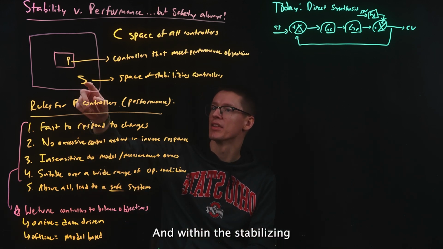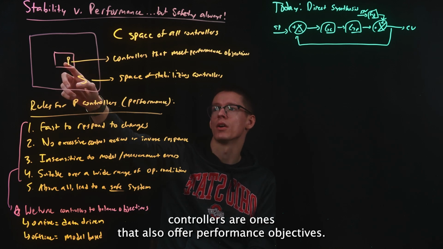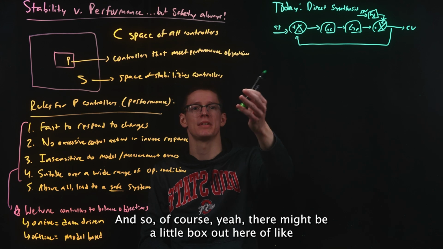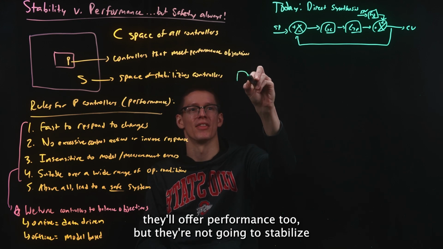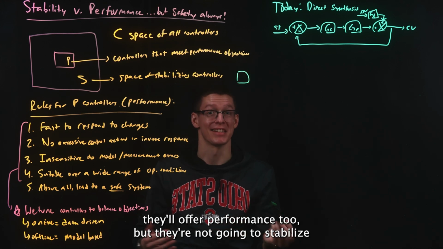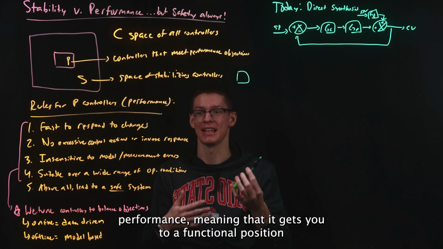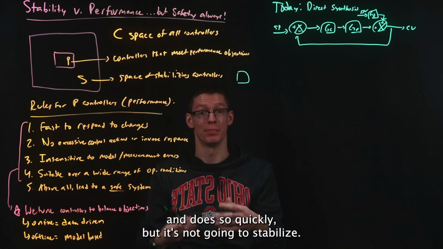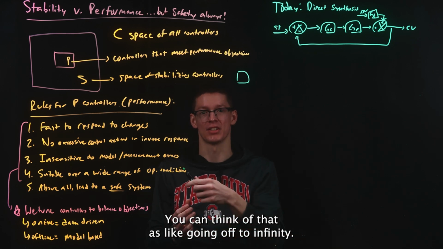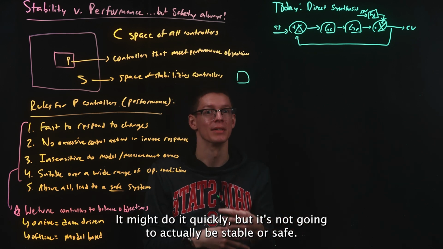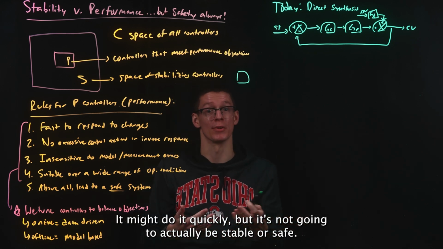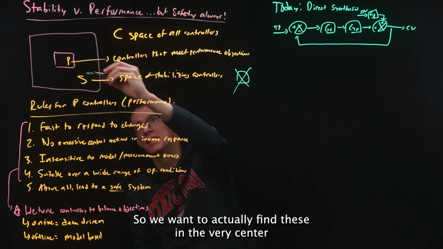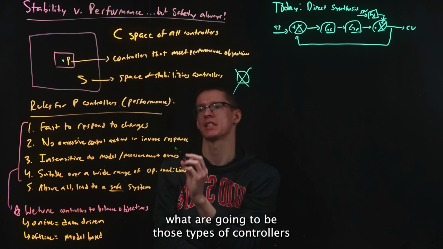And within the stabilizing controllers are ones that also offer performance objectives. Of course, there might be a little box out here of controllers that offer performance too, but they're not going to stabilize. Performance meaning that it gets you to a functional position and does so quickly, but it's not going to stabilize. You can think of that as going off to infinity. It might do it quickly, but it's not going to actually be stable or safe. So we don't consider those out here. We want to find the ones in the very center. What are going to be those types of controllers?